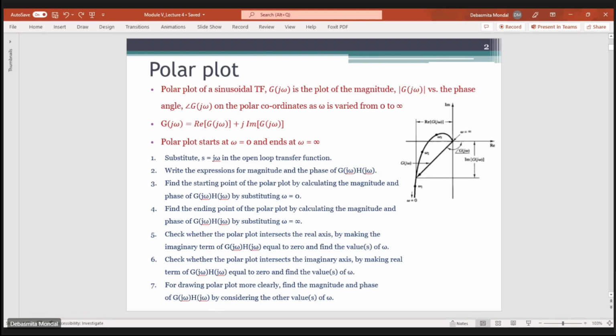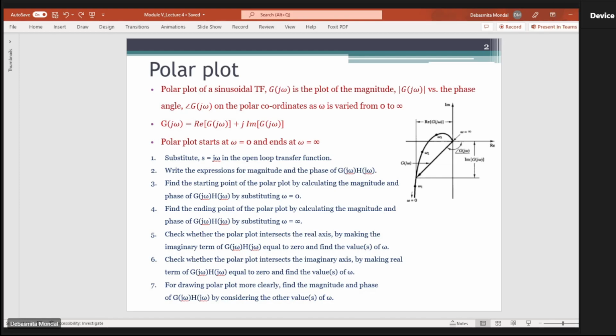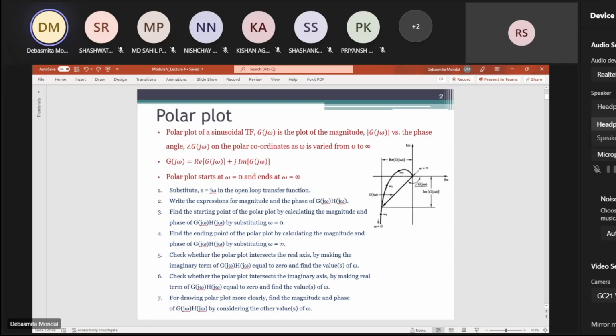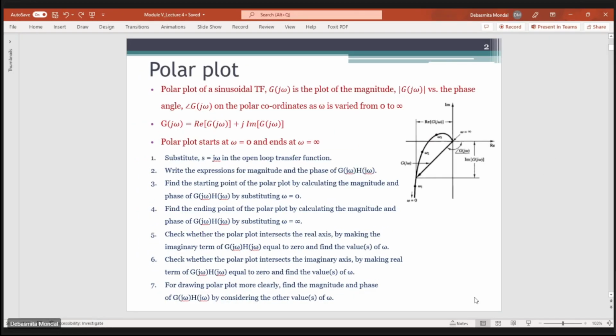And the second plot in the Bode diagram is the phase plot. The phase plot is basically, if you have a transfer function of, let's say, g of j omega, then the phase angle of g of j omega is plotted in the phase plot. Separate plots. So you have to draw two separate plots.